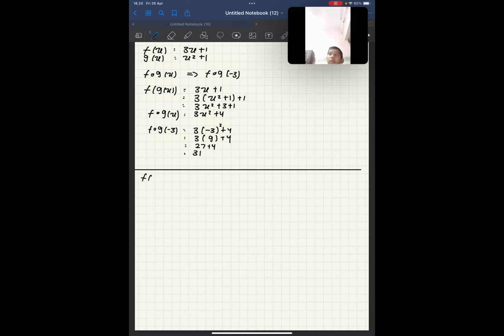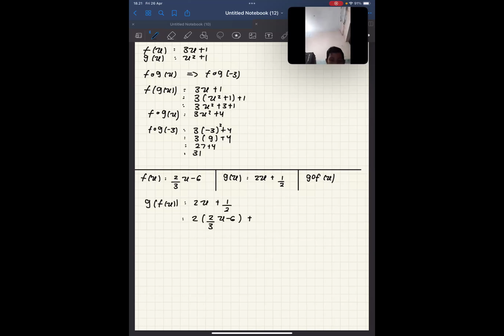Next question. We have fx of 2 over 3x minus 6 and gx of 2x plus half, and we are finding the g of fx. G of f, so we insert the fx into the g. So the g itself is 2x plus half. Now we insert the fx into the x: 2 multiplied by 2 over 3x minus 6, plus half. This one is gonna be 4 over 3x minus 12 plus half.